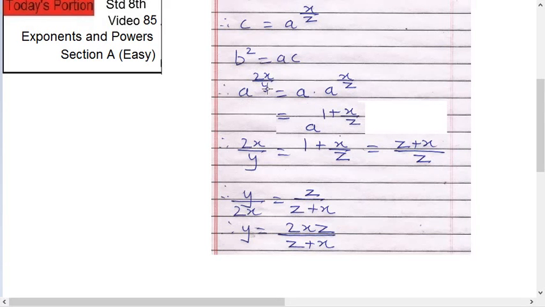So now what happens? a raised to 2x upon y equals a raised to 1 plus x upon z. Now bases same, so indices can be equated. So 2x upon y equals 1 plus x upon z. Now solve this. z into 1 plus x, cross multiply. So z plus x upon z. So what happens now?